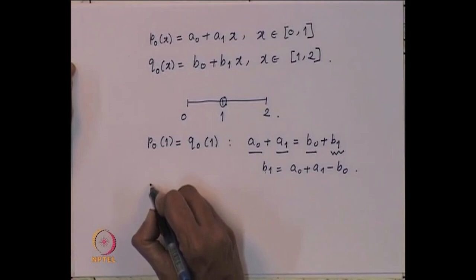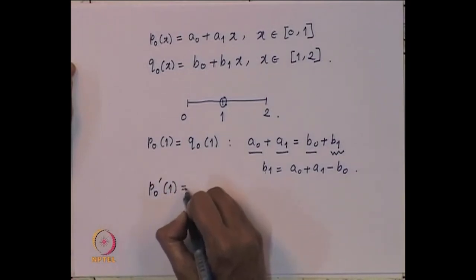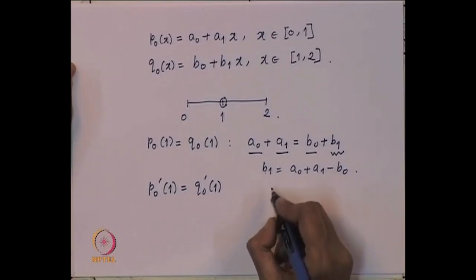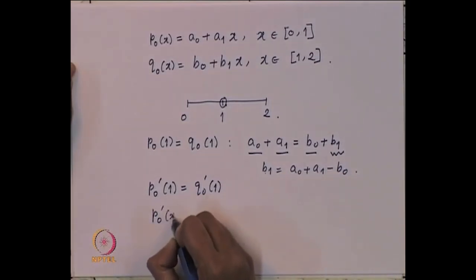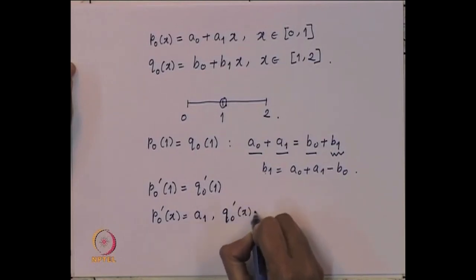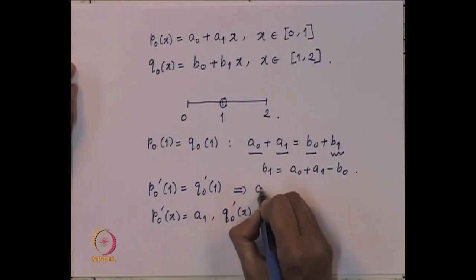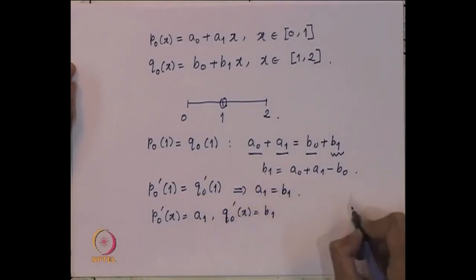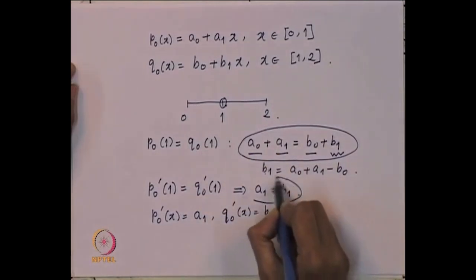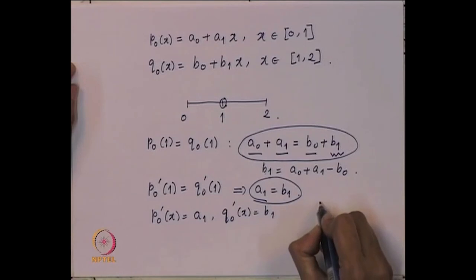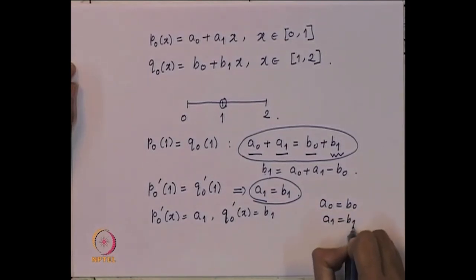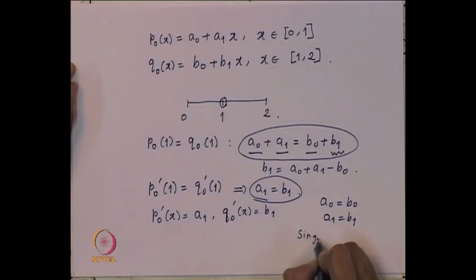Then suppose we want the derivatives to be continuous. So, we want p 0 dash at 1 to be equal to q 0 dash at 1. p 0 dash at x is equal to a 1, q 0 dash at x is equal to b 1, and hence we get a 1 to be equal to b 1. Now, we have two relations. From these two relations, one concludes that a 0 has to be equal to b 0, a 1 has to be equal to b 1. That means, it is a single polynomial.